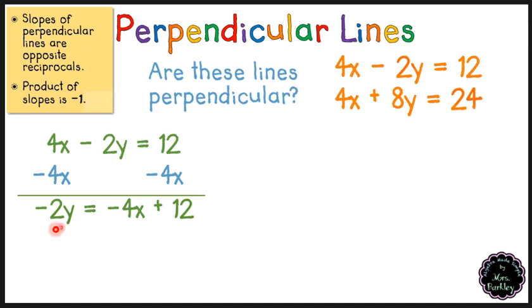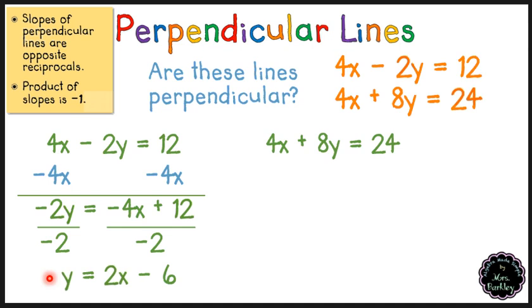To continue to isolate y, we need to do the inverse operation of this multiplication by negative 2. So we are going to divide both sides by negative 2. Remember that you need to divide both terms in the numerator by the term in the denominator. Negative 4x divided by negative 2 would give us a positive 2x, and positive 12 divided by negative 2 would give us negative 6. So our equation would be y equals 2x minus 6.